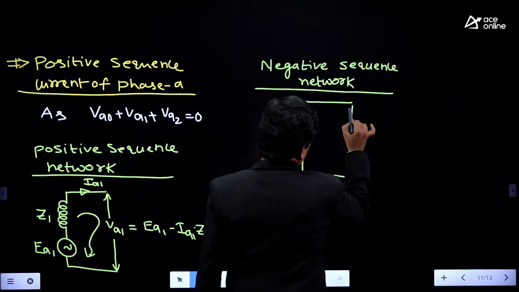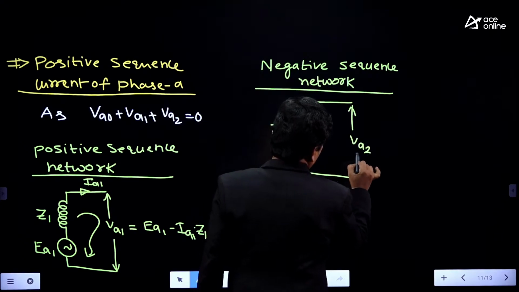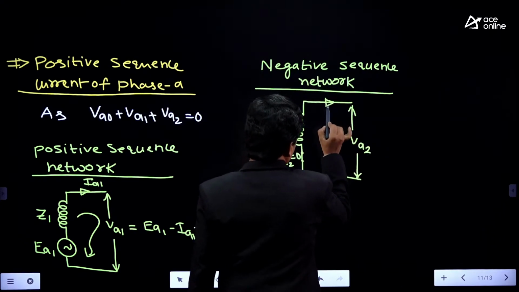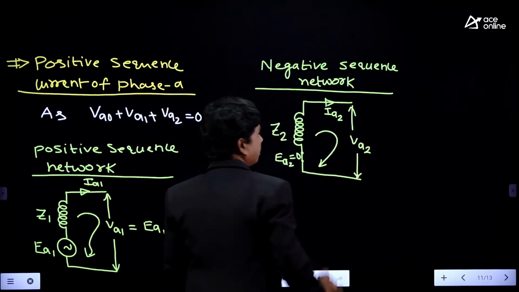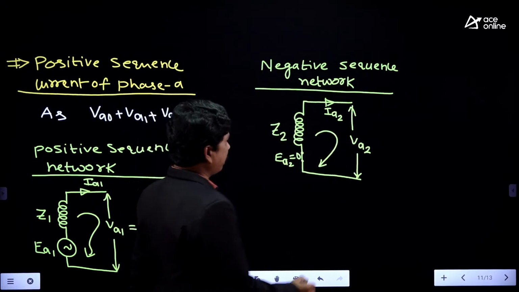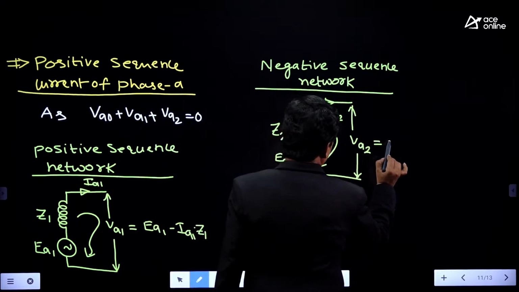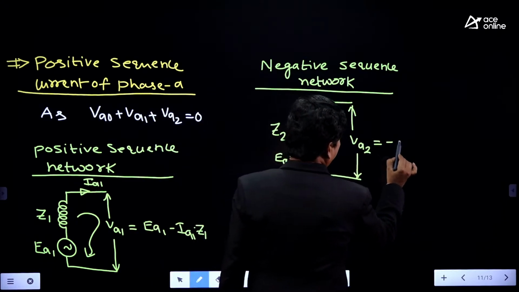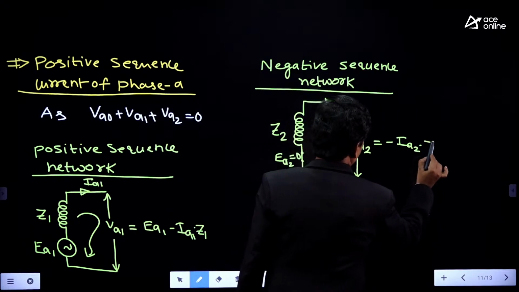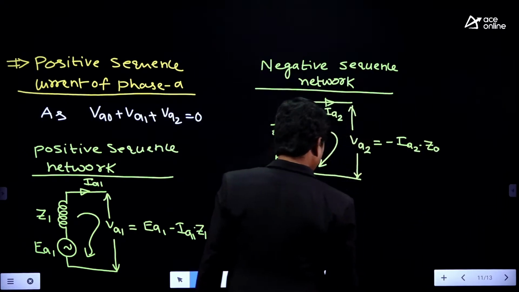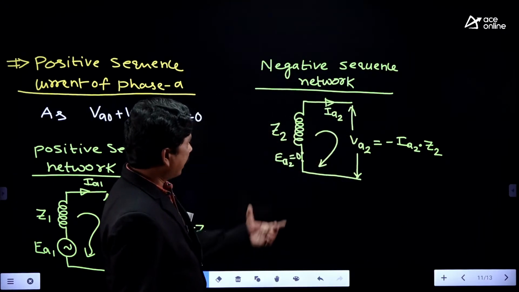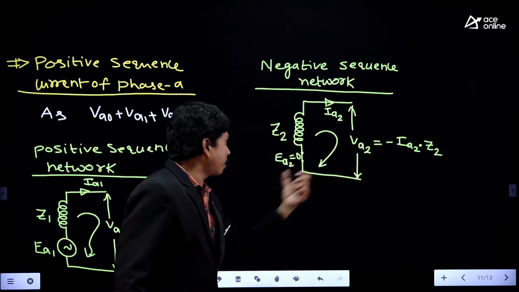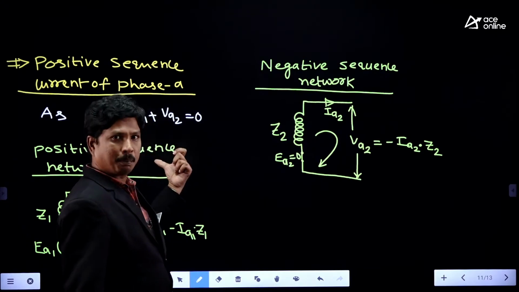And here we are going to get VA2. The current here is IA2. Now apply KVL in this loop. What is VA2? As there is no EA2, VA2 will be minus IA2 into Z2. That is the negative sequence terminal voltage. Substitute that negative sequence terminal voltage in the VA2 place.